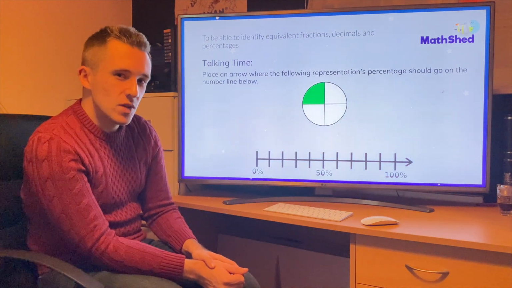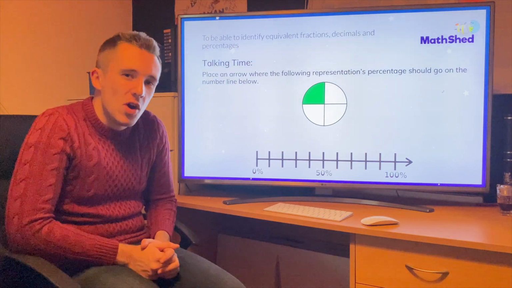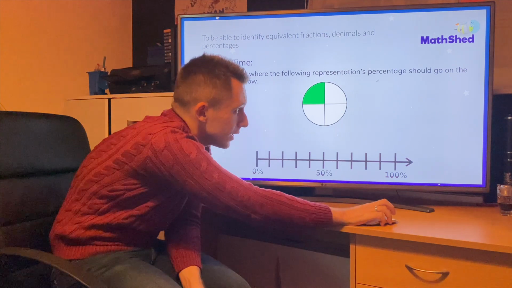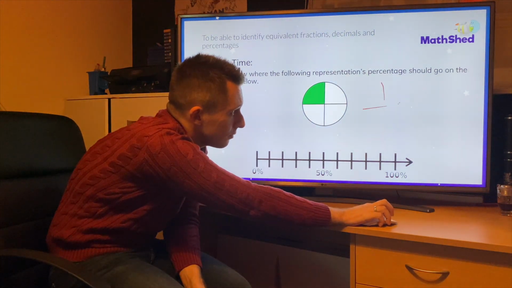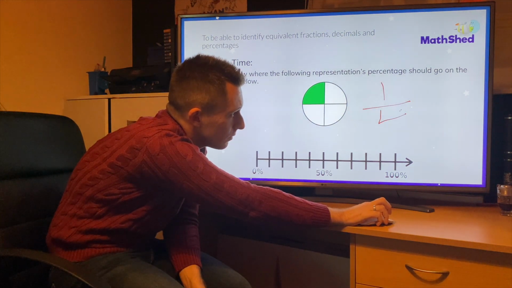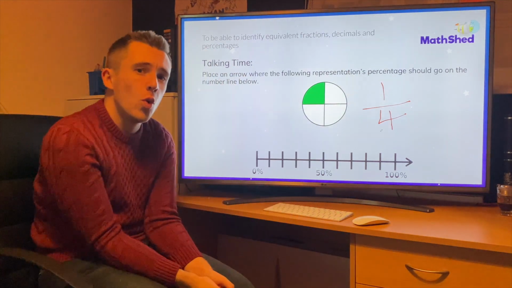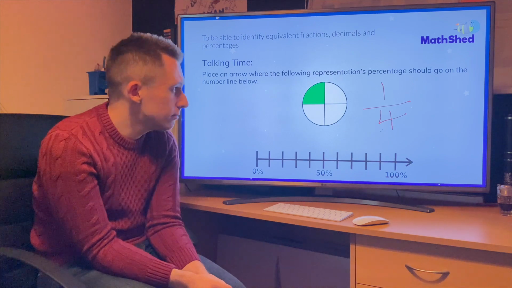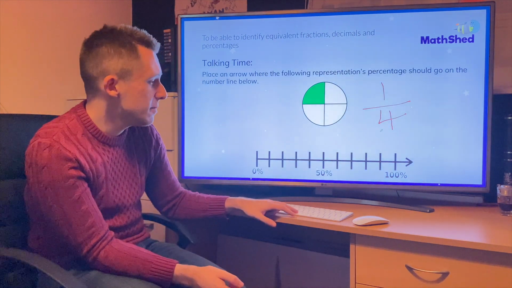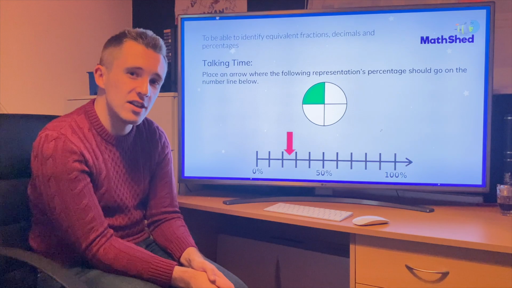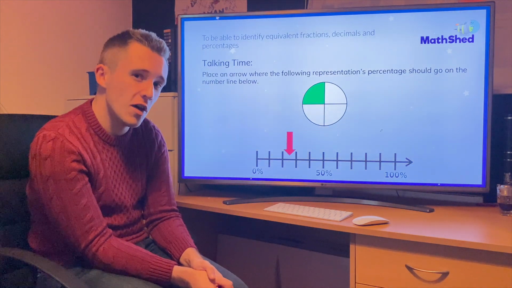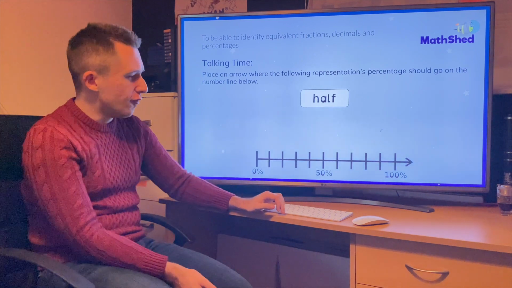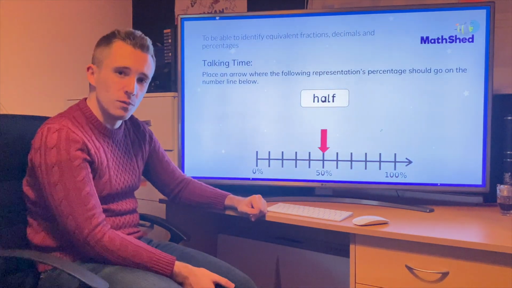Okay, this one here is aimed mainly at my group. We've got 1 out of 4, also known as a quarter. What percentage would that be? You'd be right in saying, hopefully, that it's 25%. 1 quarter is the same as 25%. We'd have it in words. Where would a half be? Well, a half would point straight to the middle, 50%.